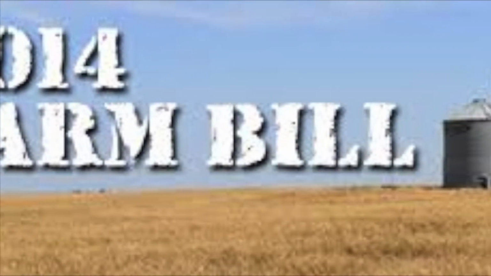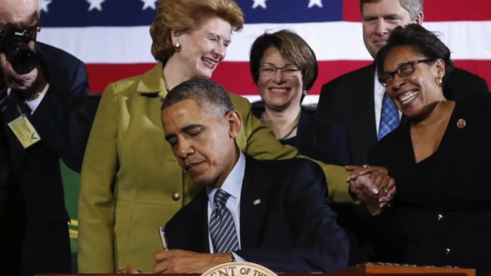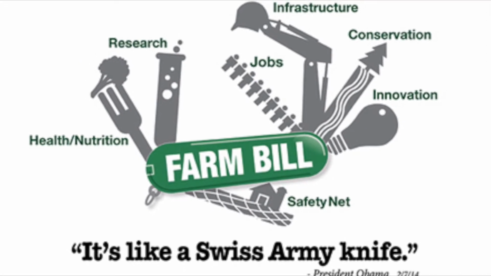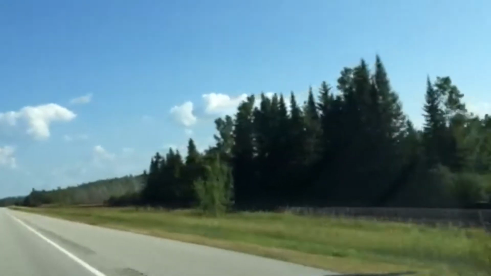pieces or areas of concern are discussed. The Farm Bill passed by President Obama on February 7, 2014, has 12 titles that include commodities, conservation, trade, nutrition, credit, rural development, research, forestry, energy, horticulture, crop insurance, and miscellaneous.